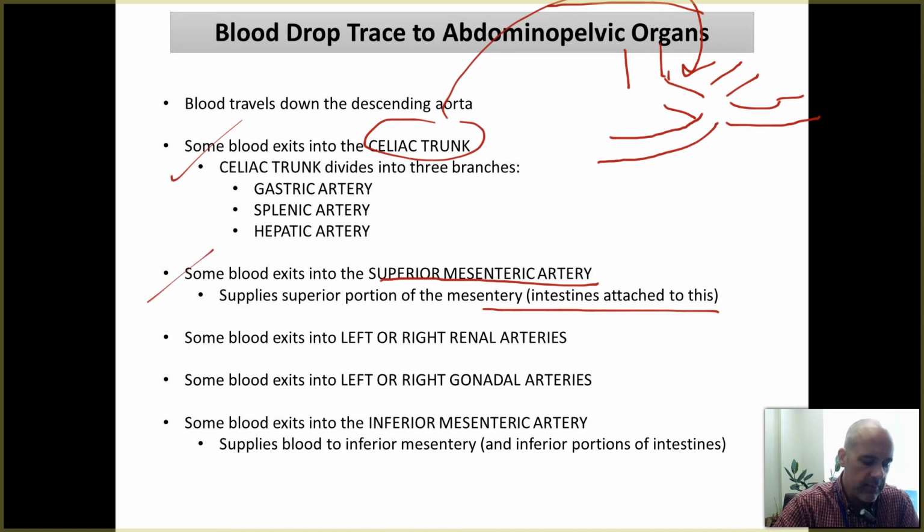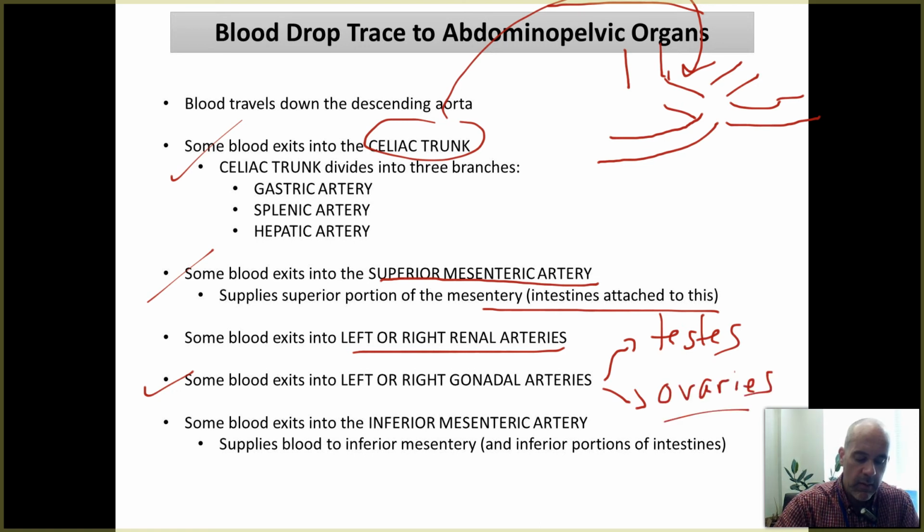All right, if you keep going down, we need to send some blood over to our kidneys, and the left and right renal arteries will do that. Keep moving down. You have left and right gonadal arteries, which in a male are going to go to the testes. In a female, the gonadal arteries are going to head to the ovary. So they provide oxygenated blood to your primary sex organs, where sperm cells are made in males and egg cells are made in females.